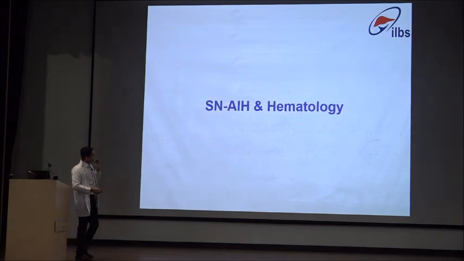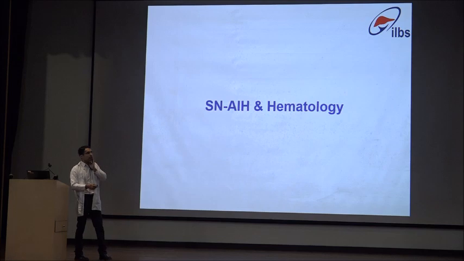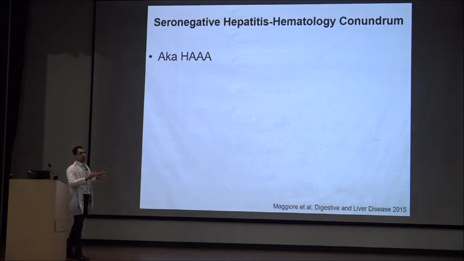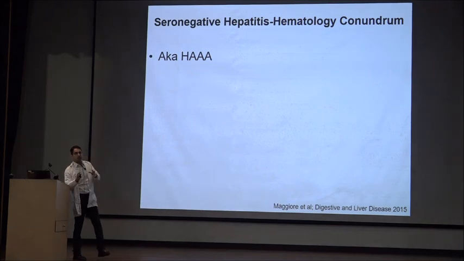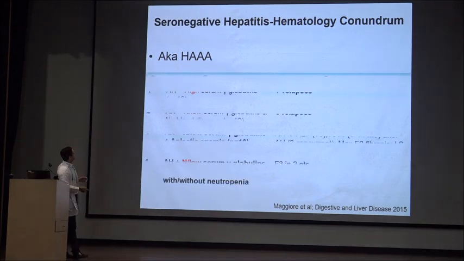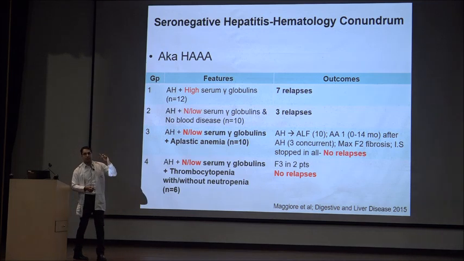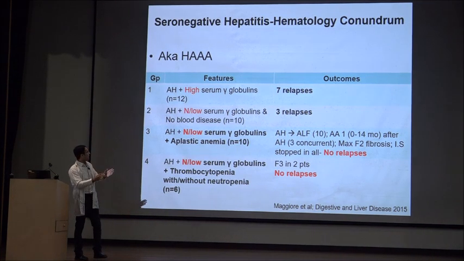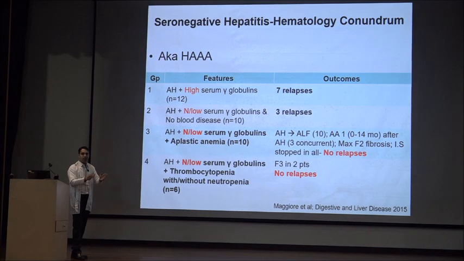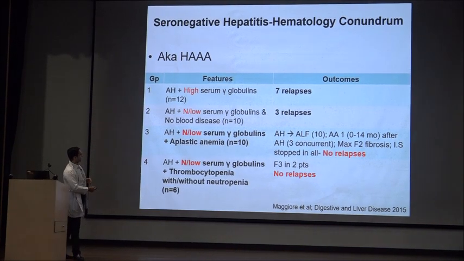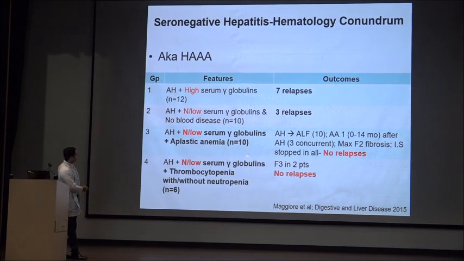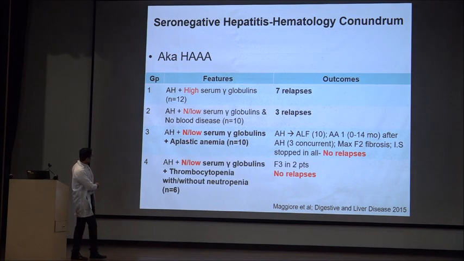And another concept of seronegative autoimmune hepatitis is with respect to the hematological manifestation. Some studies or some people believe that seronegative autoimmune hepatitis or seronegative hepatitis has a correlation with aplastic anemia in some cases. So it is known as hepatitis associated aplastic anemia. Some people have correlated this seronegative hepatitis, seronegative autoimmune hepatitis, with hepatitis associated aplastic anemia, not hepatitis A. So this study from McGuire had shown that patients who have seronegativity with low serum globulins may have a propensity to develop aplastic anemia.